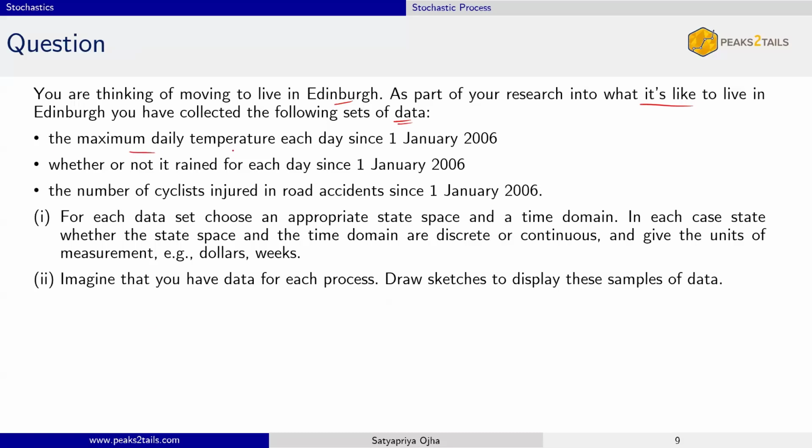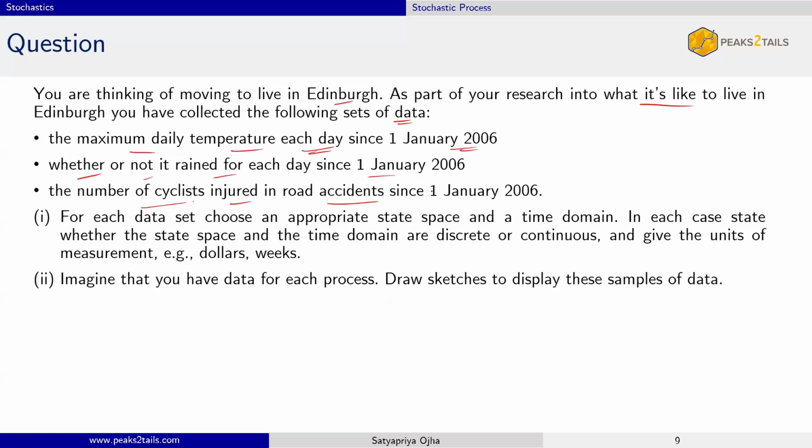The maximum daily temperature every day since January 1st, 2006. Whether or not it has rained each day from this particular date. The number of, some random data points, right, the number of cyclists that got injured in road accidents since this point. So we want to identify the time domain, the state space, comment if it's discrete or continuous, and then sketch the plot. Okay, that's the exercise.